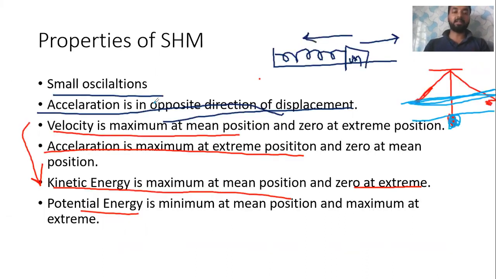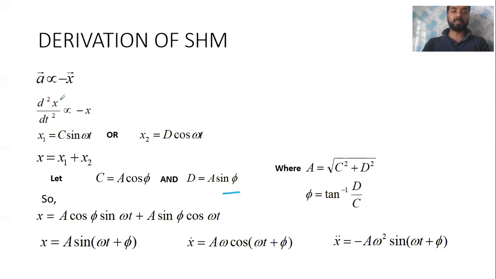Like in the previous slide, I told you that acceleration is in opposite direction of displacement. So that is what I have written here mathematically. Acceleration is proportional to negative of displacement. Acceleration can be written as d2x by dt2. Now see here, we are differentiating this x and we are getting minus x. So what function should we take that we differentiate it twice so we get negative of it?